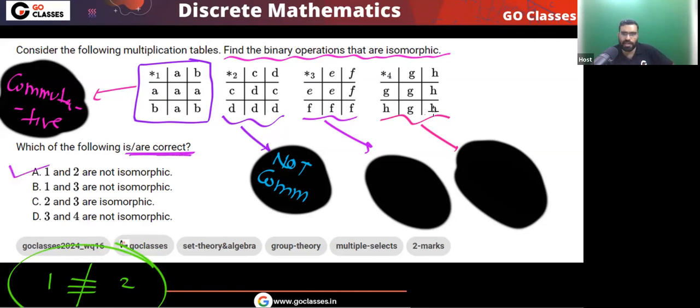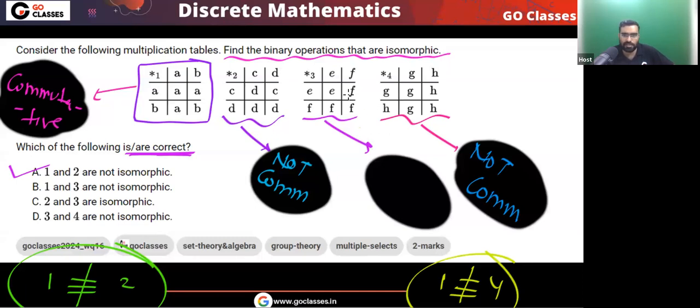What about the last structure? Is that commutative? This is also not commutative. So because this is also not commutative, I can say the first is not isomorphic to the fourth.